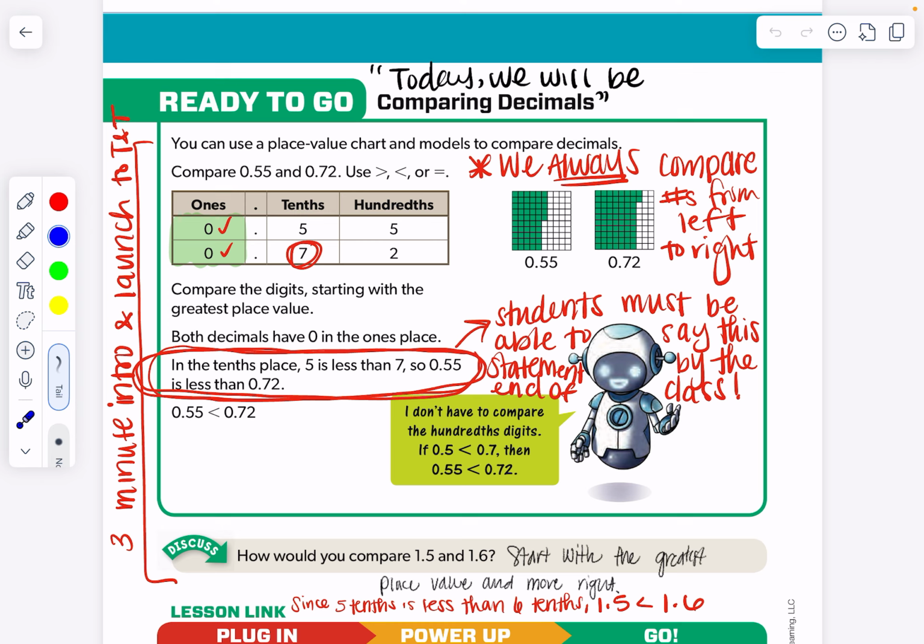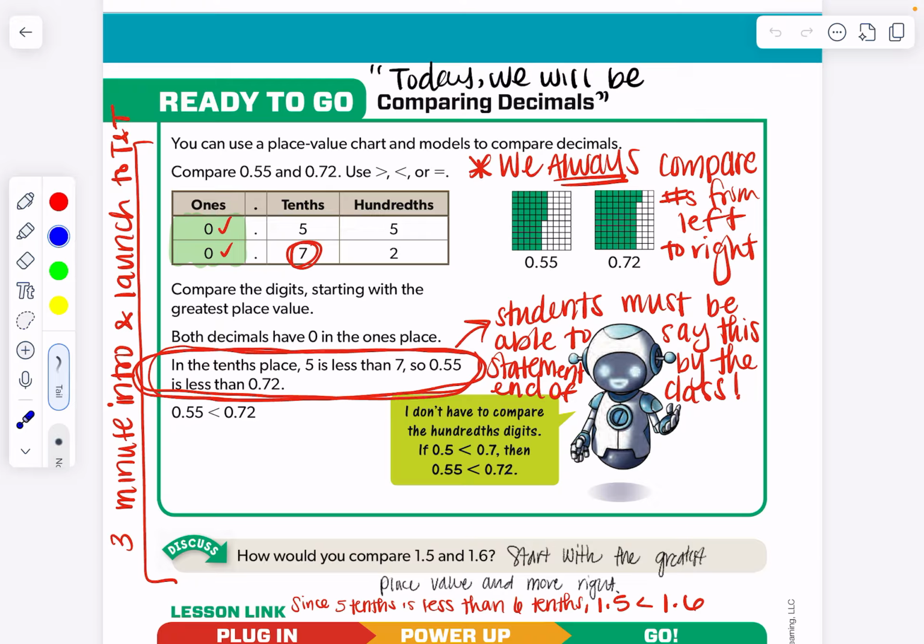Because I know that 5 tenths is less than 7 tenths, then that means that 55 hundredths is less than 72 hundredths. I'll say it the opposite way again. Because I know that 7 tenths is larger than 5 tenths, what that means is 72 hundredths is larger or greater than 55 hundredths. Okay?